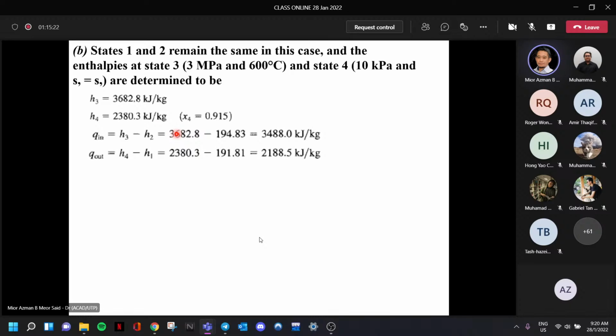Now we're going to see the efficiency. So solve for Q in and Q out. The efficiency, when you increase the temperature, would be 37.3%. So now it has increased.